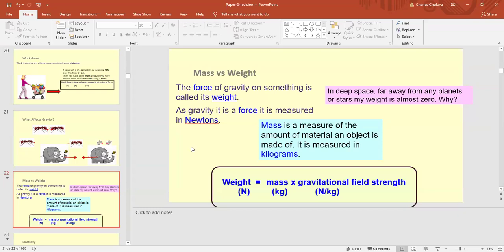So what that means is that weight will be, remember, force is equal to mass times acceleration. But in this case, weight is a type of force. The only difference now is that it is mass times acceleration due to gravity, which is another name for gravitational field strength. Okay, so that's mg, m times g.